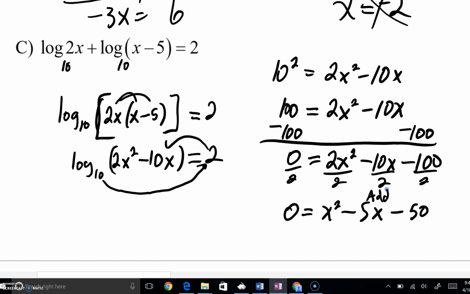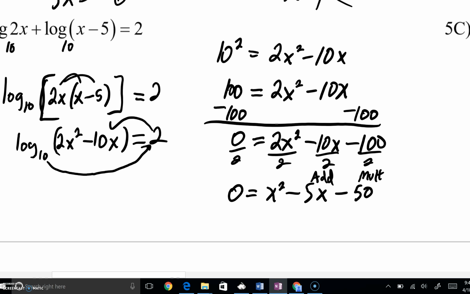We know that we're looking for two numbers to add to negative 5. Simultaneously, we're looking for numbers to multiply to negative 50. Now, multiplying to 50, there aren't a lot of ways you can do that. You can have 1 and 50. You can have 2 and 25. You can have 5 and 10. But 5 and 10 appear to be the most promising because not only do you have to multiply to negative 50, you also have to add to negative 5.